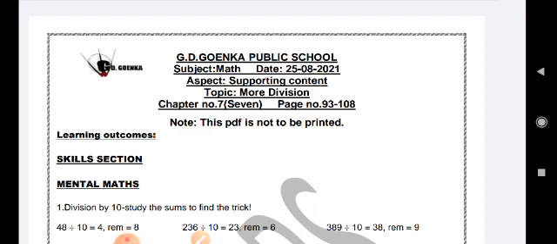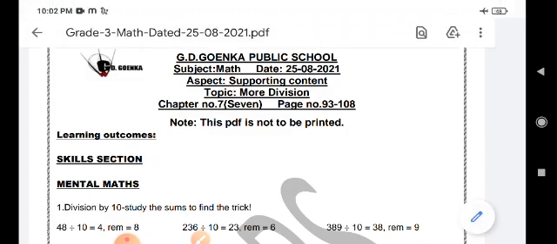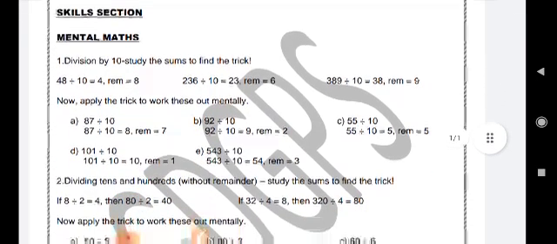Today, the topic of our class is more division, and the related questions we are going to learn today you can find on page number 93 to 108. So today we are going to learn the questions from skill section and subtopic is mental maths.